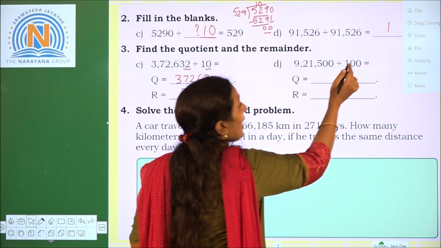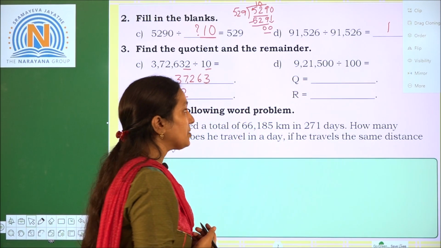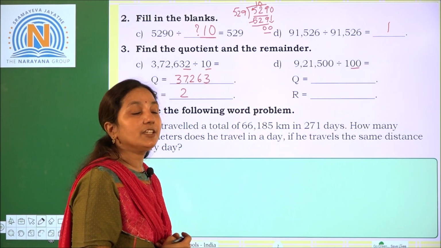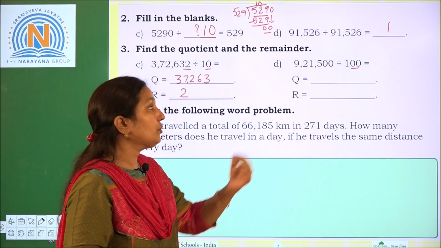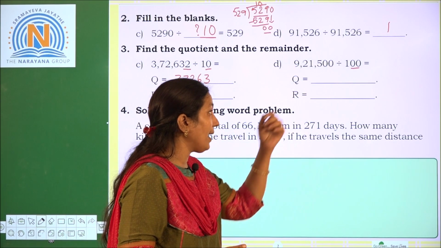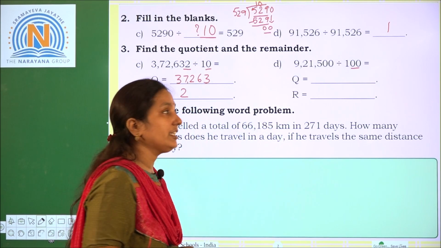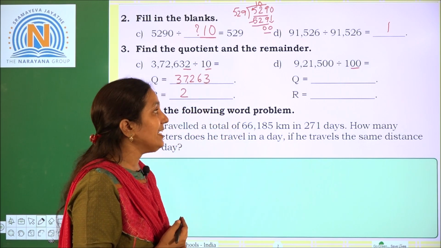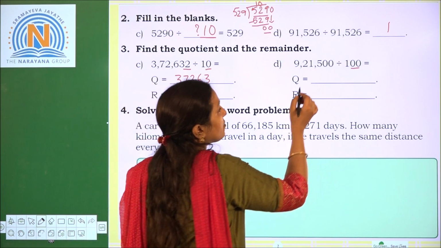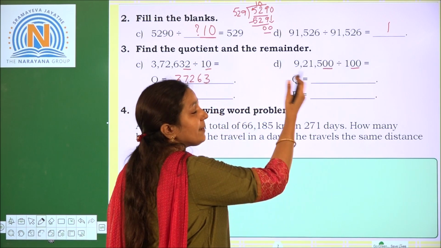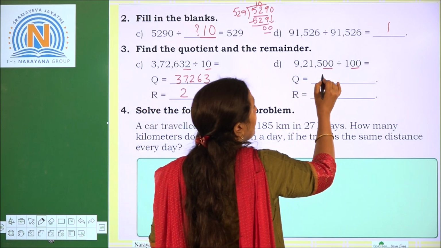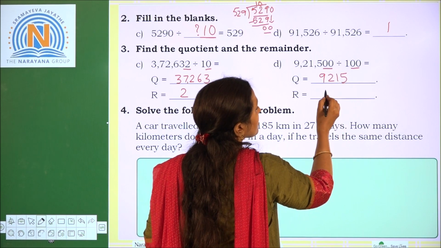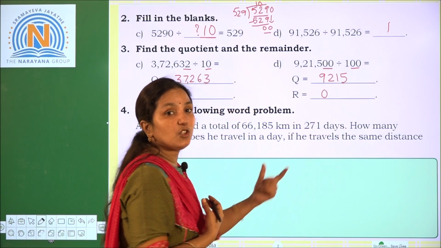Okay, coming to 100, we are dividing with 100. So in 100 we have 2 zeros, which means 2 places from the right will be the remainder. The remaining places will be the quotient. So what is the given number? 9,21,500 is divided by 100. What are the 2 places we have to remove here? These 2 places. The remaining digits will be the quotient, that means 9,215 as the quotient. The 2 zeros, we can write 0 as the remainder.